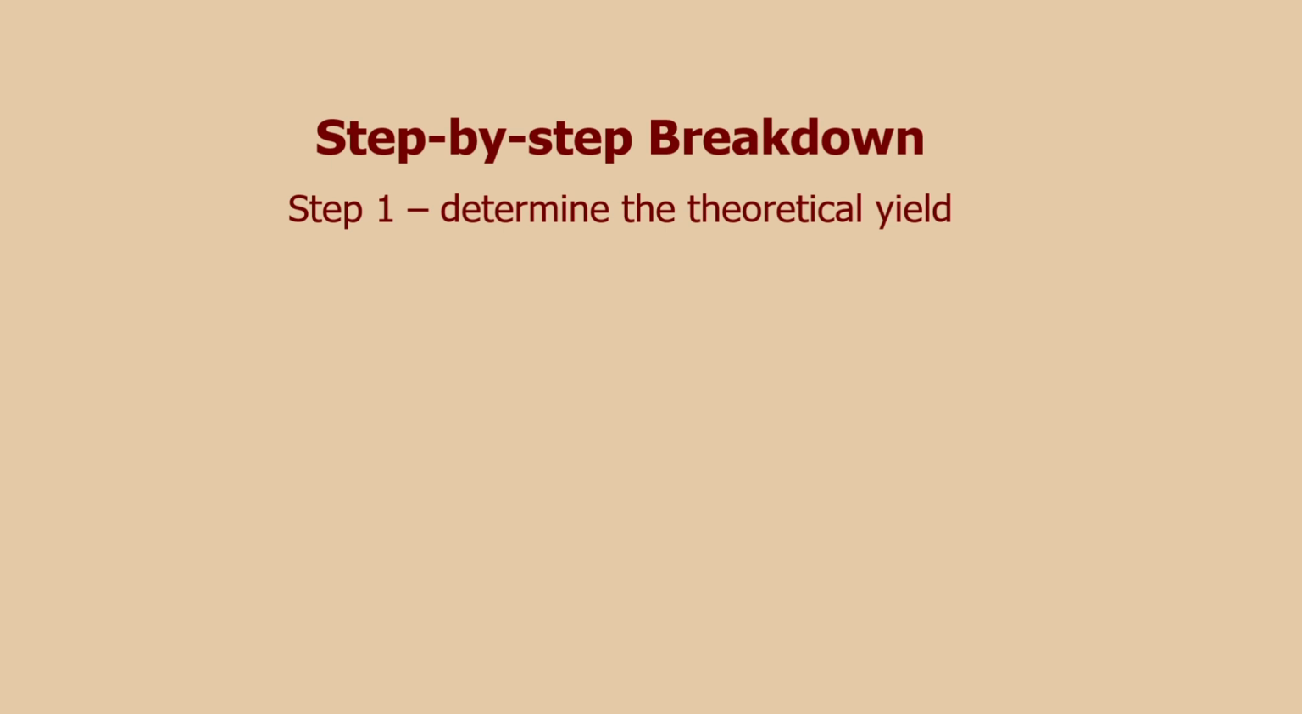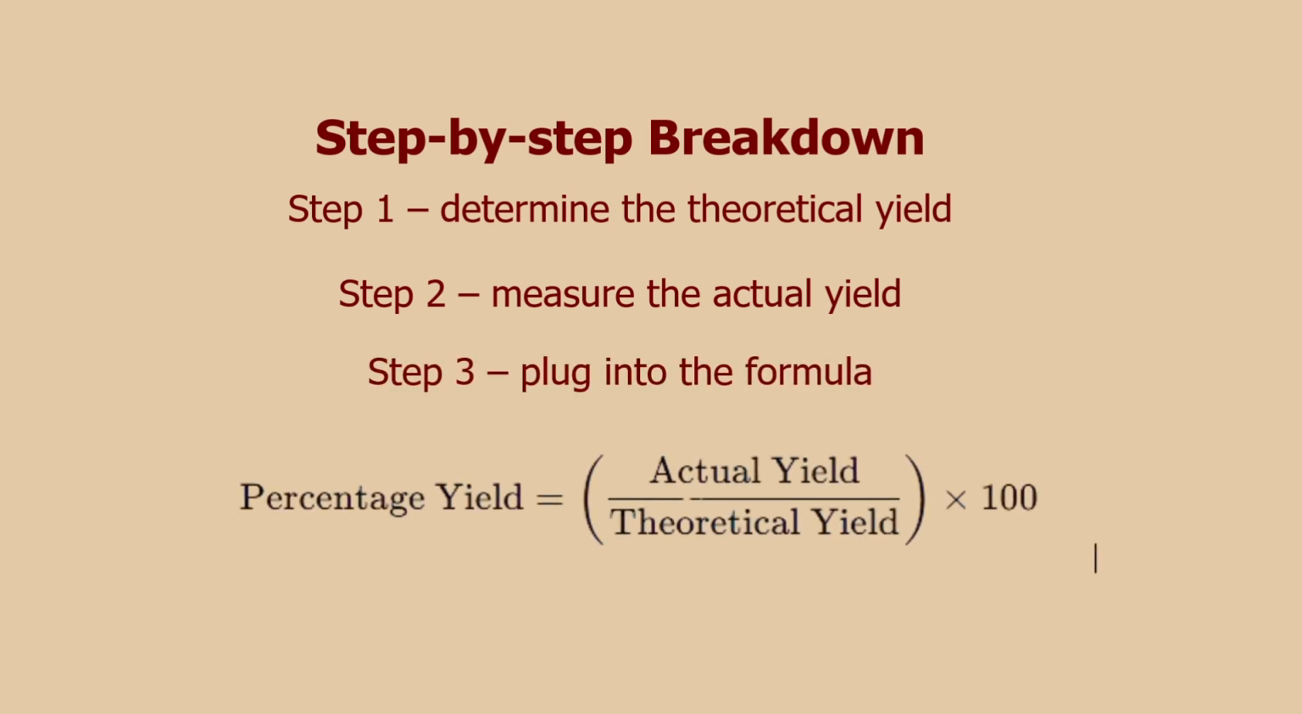Step 2. Measure the actual yield. This is the product you physically measure after running the experiment, and the units must match the theoretical yield, for example in grams or moles. Step 3. Plug into the formula. Use the formula to calculate the percentage yield.